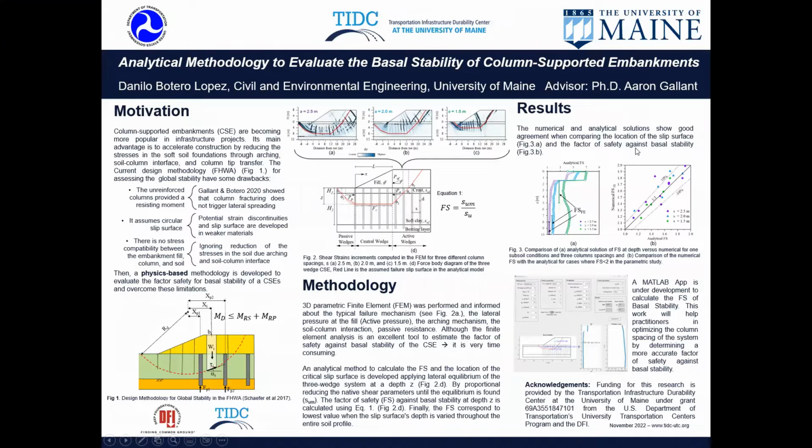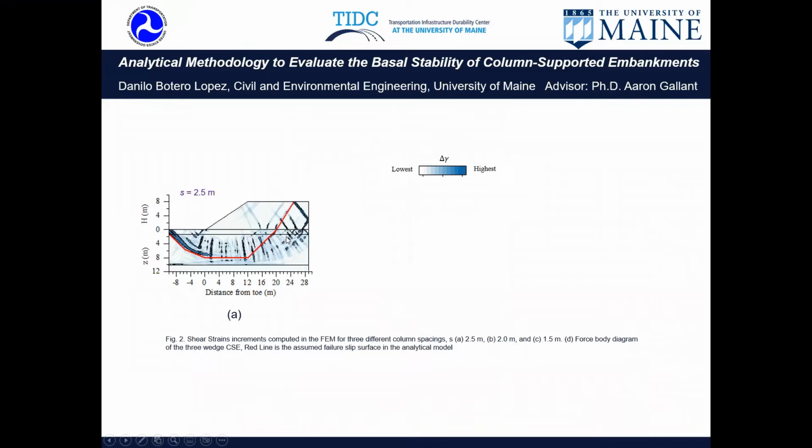Now I'm going to talk about the methodology. We perform 3D finite element analyses. If I have your attention on figure 2A, this corresponds to the incremental shear strength at the end of the strength reduction analysis in PLAXIS, for one simulation when the thickness of the crust was 1.5 meters, the fill height 8 meters, and column spacing of 2.5. One of the advantages of this finite element method is that it helps to inform us about the slip surface.